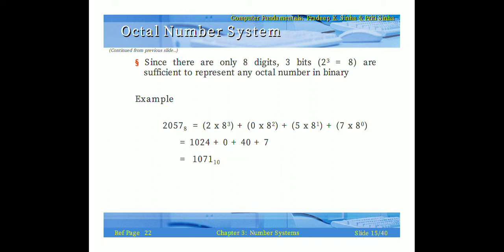The conversion is simple, that is 7 into 8 raised to 0. 7 is in the first place, the least significant digit. 8 raised to 0 into 7, 8 raised to 1 into 5, 8 raised to 2 into 0, 8 raised to 3 into 2. So 8 raised to 0 is 1, 7 into 1 is 7, 8 into 5 is 40, and here 0, because 8 raised to 2 is 64, and 64 into 0 is 0, and then 8 raised to 3 is 512, and 512 into 2 is 1024. So totally 1071 in decimal. So 2057 in octal is equal to 1071.